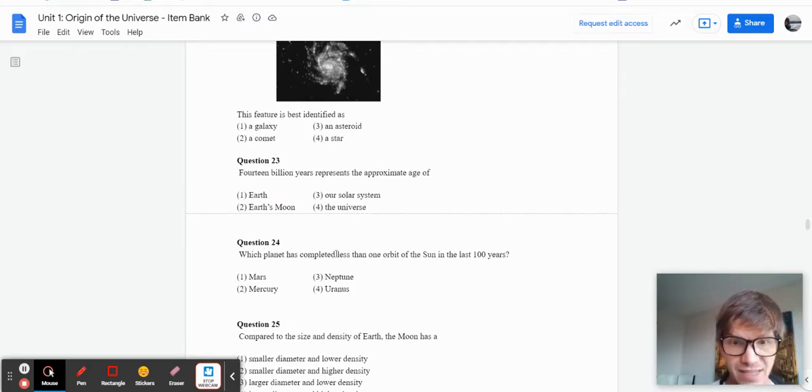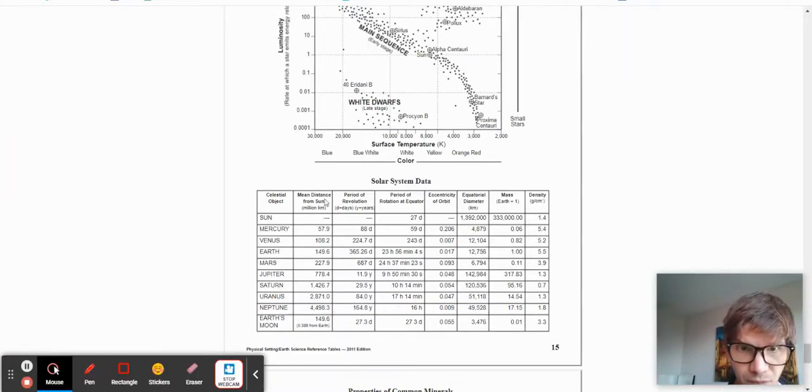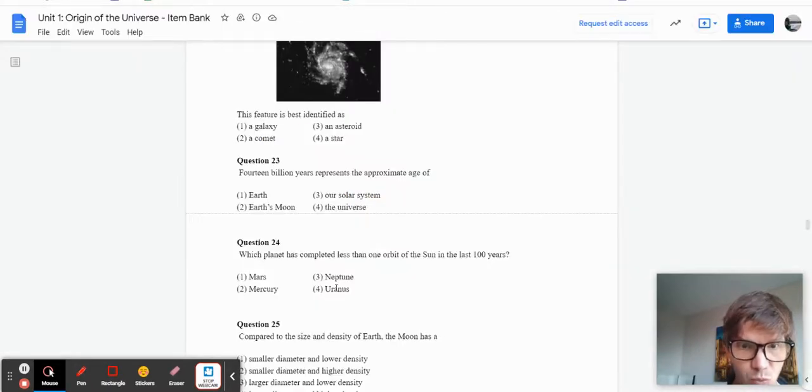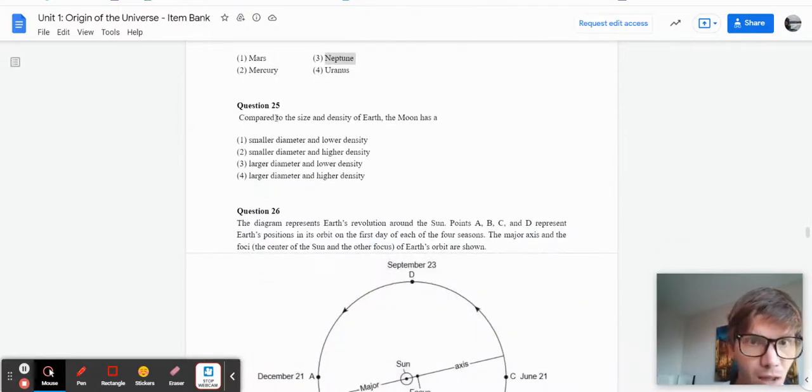24. Which planet has completed less than one orbit of the sun in the last 100 years? Well, the orbit period of revolution, we're going to be looking at the planet with the largest period of revolution, which would be Neptune. Here we go.